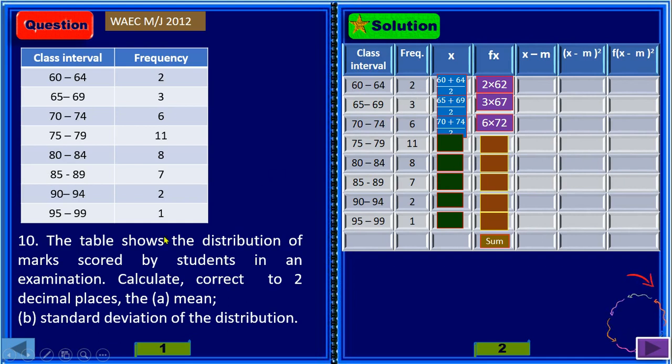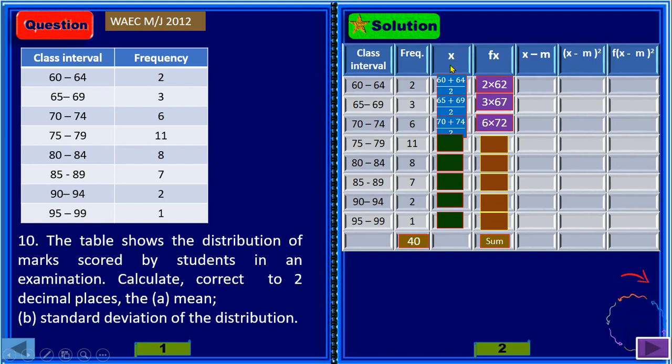The total frequency from the question is not given, so we need to calculate the total frequency. We start by adding 2 plus 3 is 5, plus 6 is 11, plus 11 is 22, plus 8 is 30, plus 7 is 37, plus 2 is 39, plus 1 is 40. So the total frequency is 40.